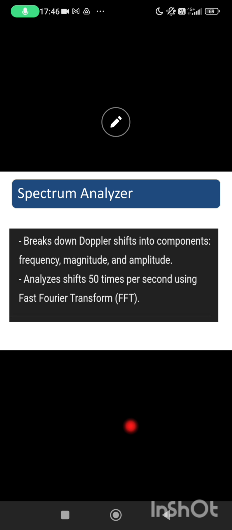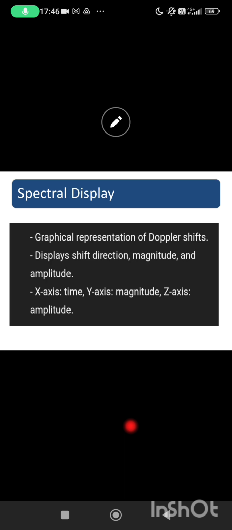And what was the processing technique in the color Doppler, Tasveen? Color Doppler. I will give you options: quadrature phase detector, fast Fourier transformation, autocorrelation, or spectrum analyzer? Autocorrelation. Yes, autocorrelation. Very good.